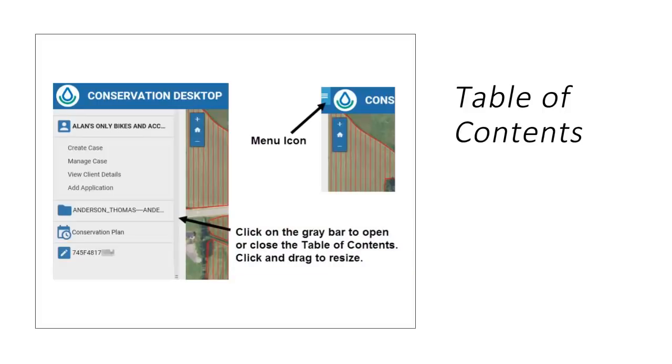Depending on your screen size, the table of contents may auto-hide. In this case, you will see a menu icon at the upper left of the window. Clicking on the menu icon will display the table of contents.